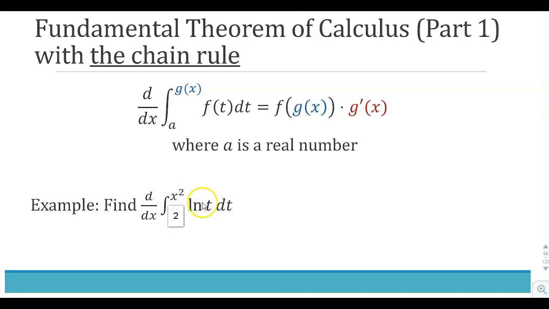So the x squared does replace the variable t in the integrand, so I have natural log of x squared, but then I have to multiply by the derivative of the inside. So just the inside, not the derivative of the natural log of x squared, just the derivative of x squared. So that would be times 2x. So we're only taking the derivative of the upper limit of integration, whatever that function is. So this is my answer, 2x times the natural log of x squared.